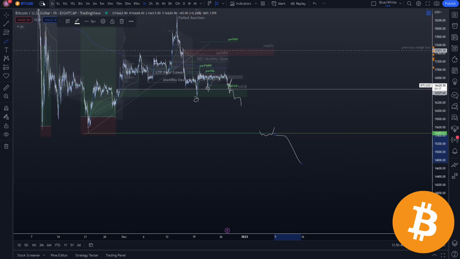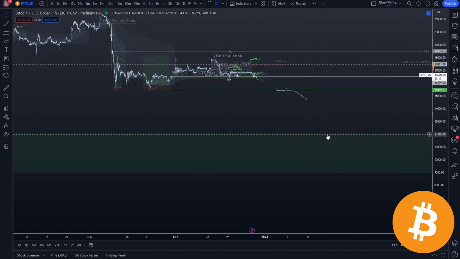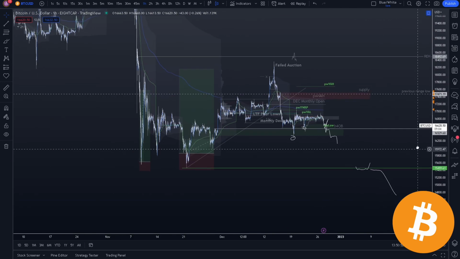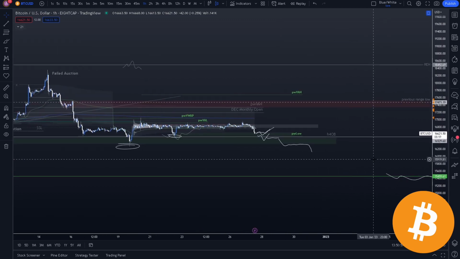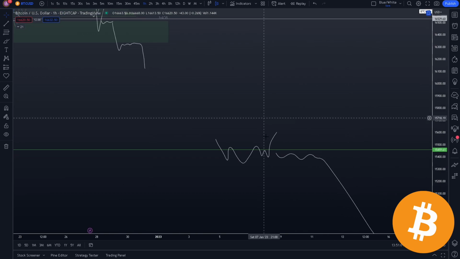I do think we are going to break down to the downside, and this is a zone of demand that I have been looking for between around 12k to around 9k, and possibly down to like 7k, 6k. That's all possible, but we're going to have to see how price action acts once it gets down there. There's no point in trying to catch the falling knife. But yeah, that is what I'm looking for.